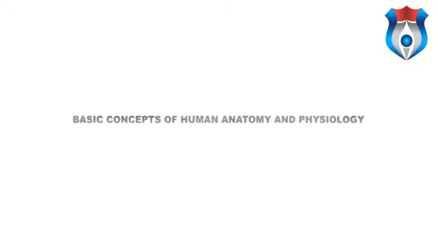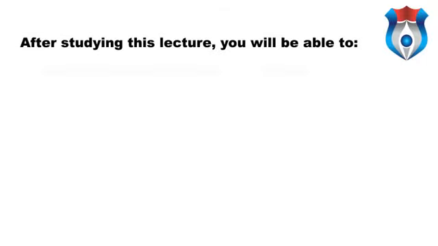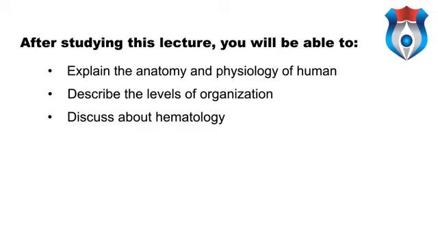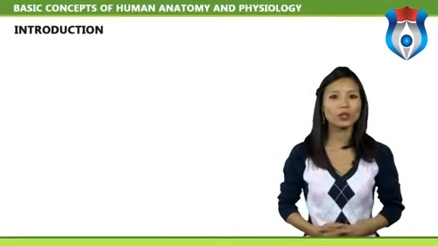Hello student, welcome to the lecture on basic concepts of human anatomy and physiology. After this lecture, we will be able to learn the following objectives: explain the anatomy and physiology of human, describe the levels of organization, discuss hematology, explain the integumentary system, define the epidermis and dermis. Let's start with the introduction.